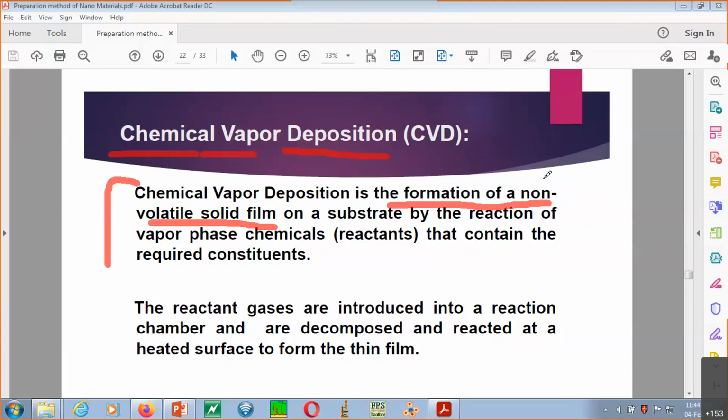Otherwise, many times vapors are volatile, so it is possible they get skipped, but this will be important. So a non-volatile solid film on a substrate, by the reaction of vapor phase chemicals. Basically with the help of chemical reactions you are going to deposit the film. Whatever chemicals or materials you have, first you have to convert into chemical vapor, and that chemical vapor has to react and deposit on the surface of the substrate. So that's what this process is.